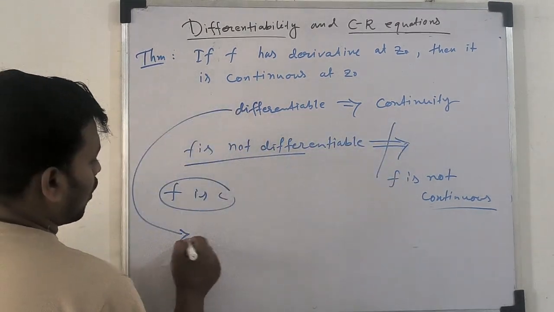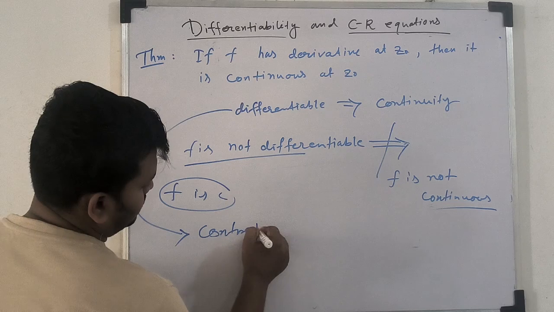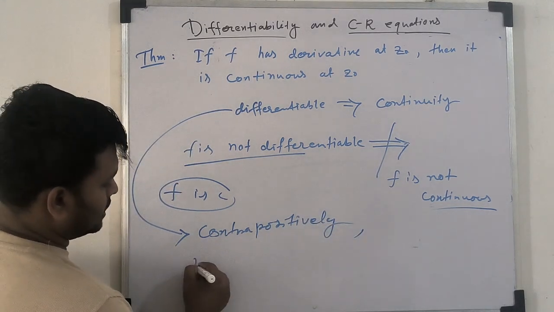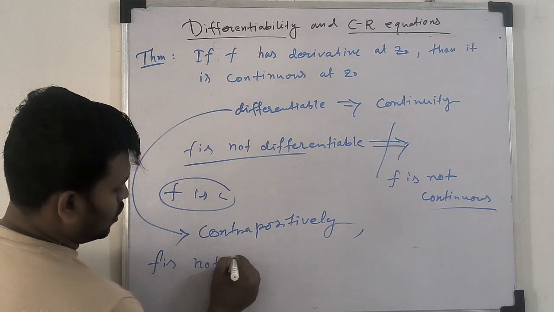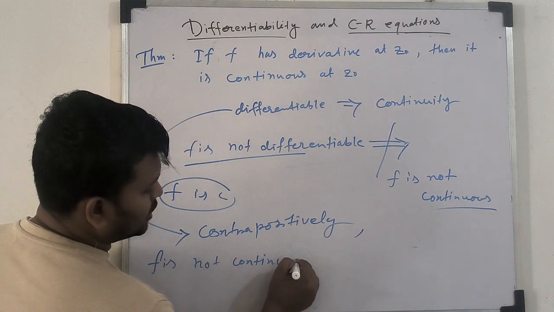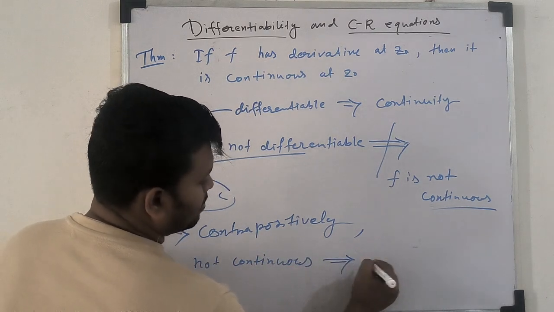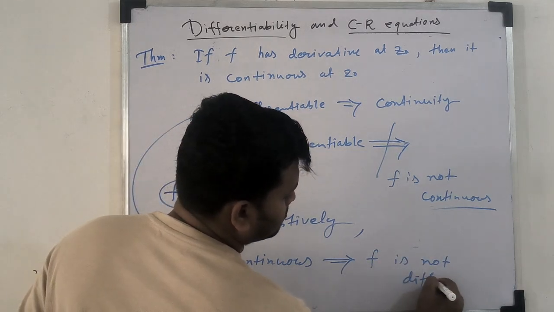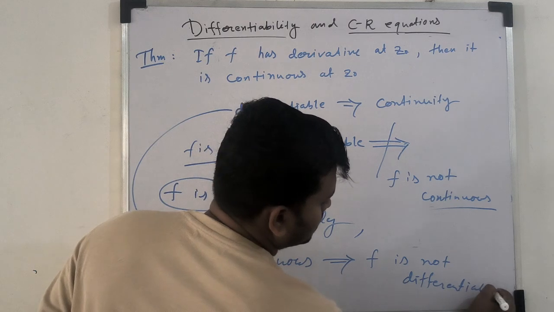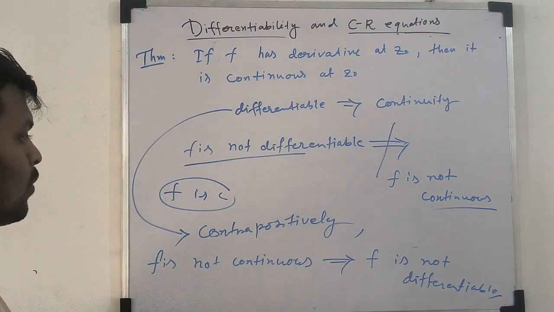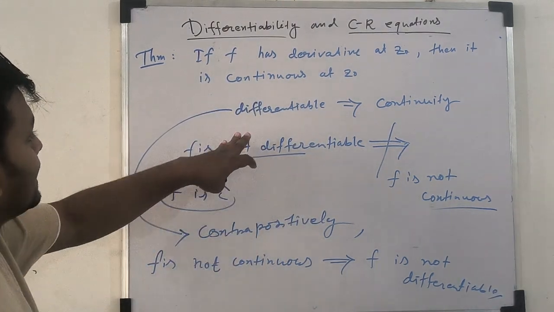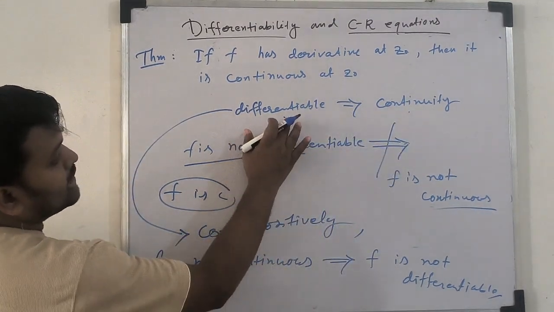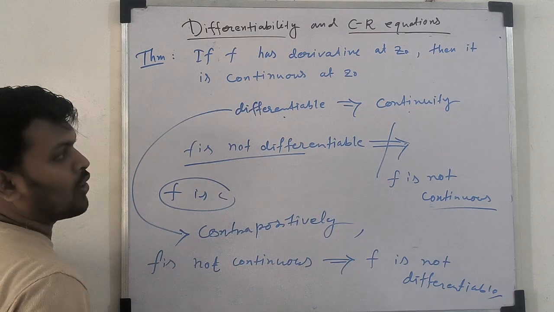But for this, contrapositively, we can say that f is not continuous implies that f is not differentiable. So see what is the difference. Differentiable implies continuity, but if we add not on both sides, it will not happen.